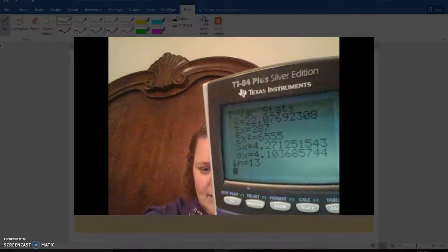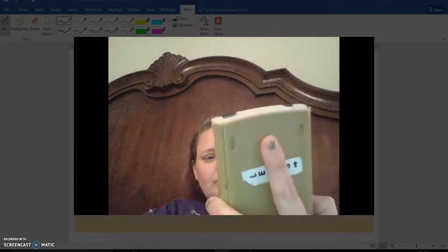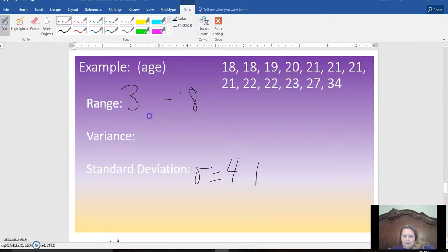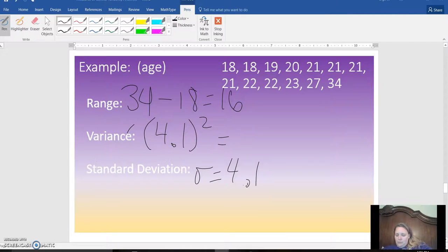My standard deviation is 4.1. My min 18, max 34. And so I can do 34 minus 18. I get 16 as my range. And then my variance, I'm going to take 4.1 squared. 4.1 squared. And I get 15.81.